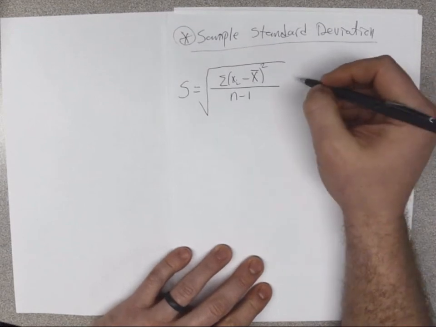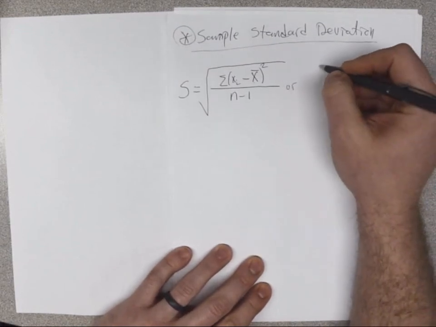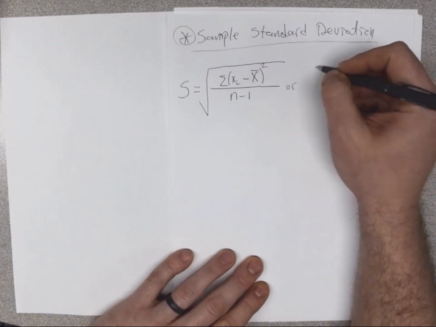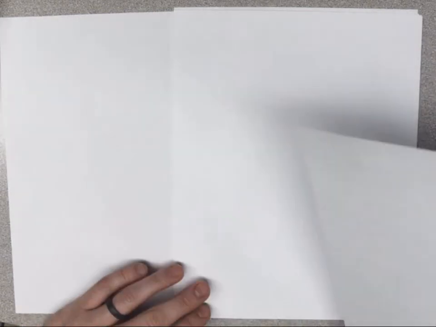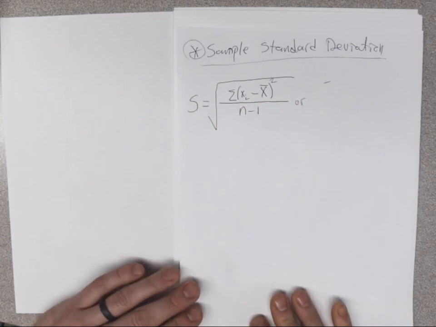And then there's the computational formula, and it's roughly the same thing. But from now on, we're going to be plugging this one in the calculator. If I ask you anything exam-wise, it will be to do the population most likely. So that's it for this one.